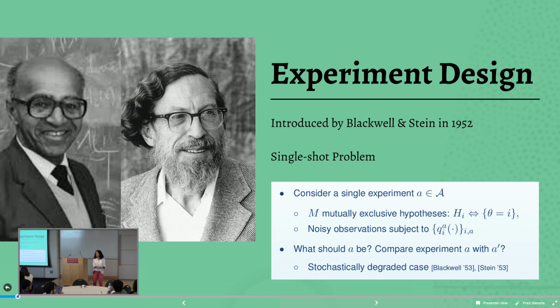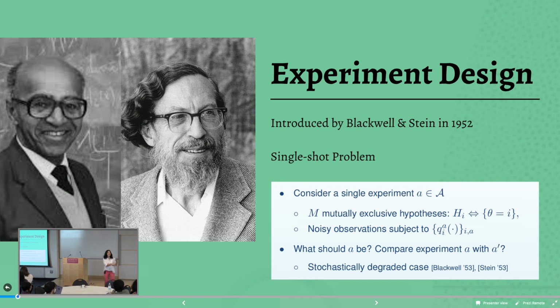So they asked this question: if I have two experiments, A and A prime, is there a way for me to say which one is better to test? Okay? And it turns out that their paper could only solve the following kind of intuitive reasoning. If you can take two experiments, A and A prime, and look at these observation kernels Q_i(A) for both of them.